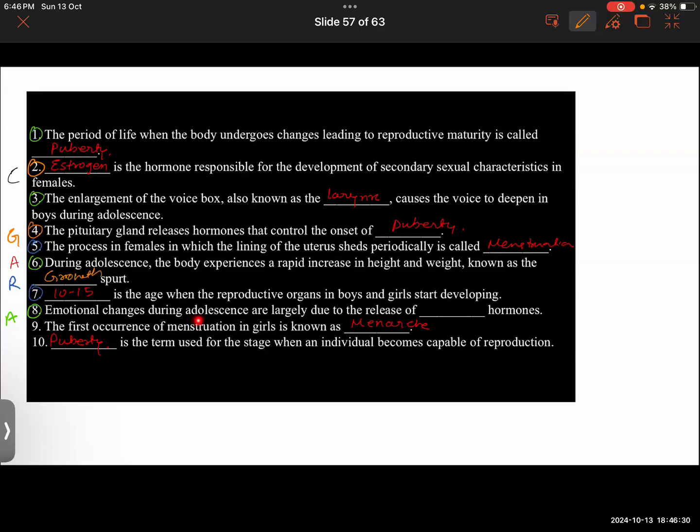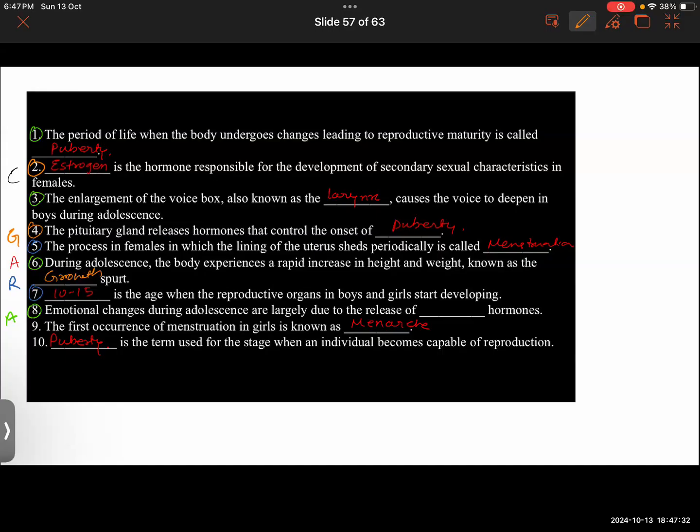Emotional changes during adolescence are largely due to the release of... Emotional changes during the adolescence. Sir, is it adrenaline? No, not necessarily. It's not necessary that it is adrenaline. Others also think of this question. Yes, Gauri, Abdullah, and Roni. Sir, hormonal, I think so. Mm-hmm, hormonal change.